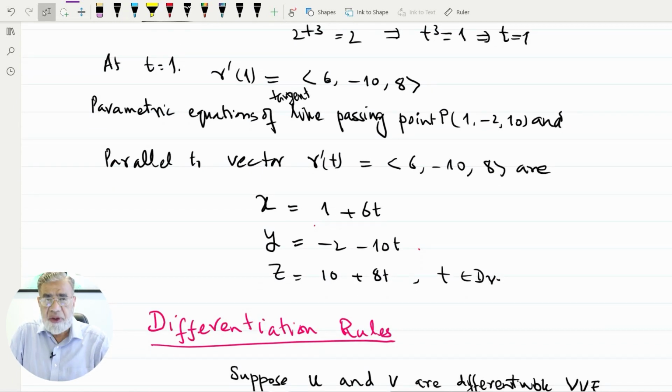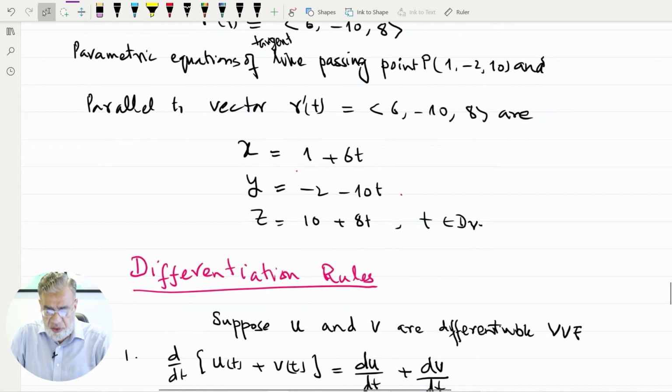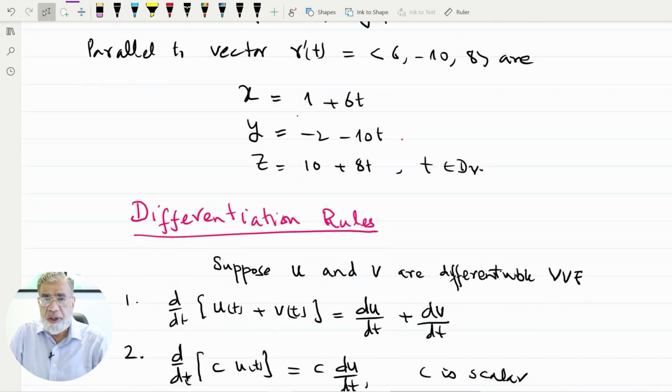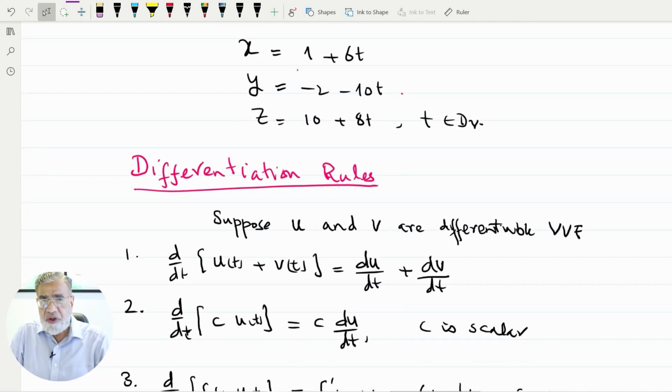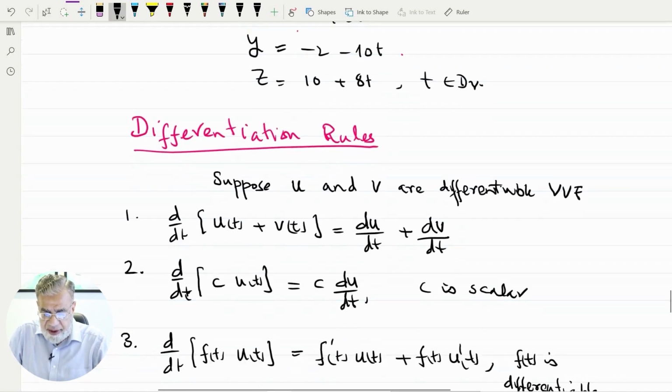Now next we want to find the rules for the derivative, how we want to differentiate. So for the differentiation rules, we have two functions u and v, and they are differentiable vector valued functions. The first rule is the sum: the derivative of u of t plus v of t is equal to du by dt plus dv by dt.